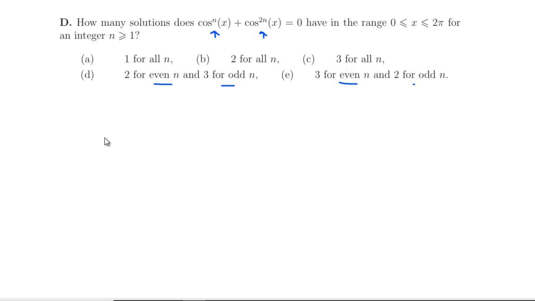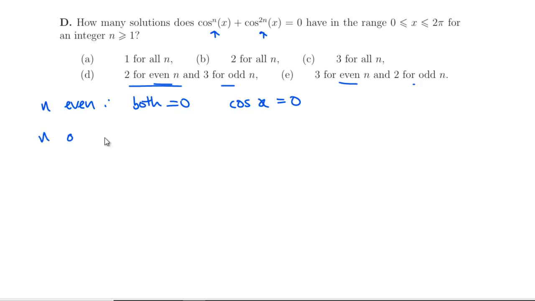So what have we got then? If n is even, then all of this is positive. So we've got positive plus positive, so they must both be equal to 0. So cos x is going to have to be equal to 0, which means we have to have 2 solutions then in that range. We're going to have pi by 2 and 3 pi by 2. So we've got 2 solutions. So it's already looking like D.